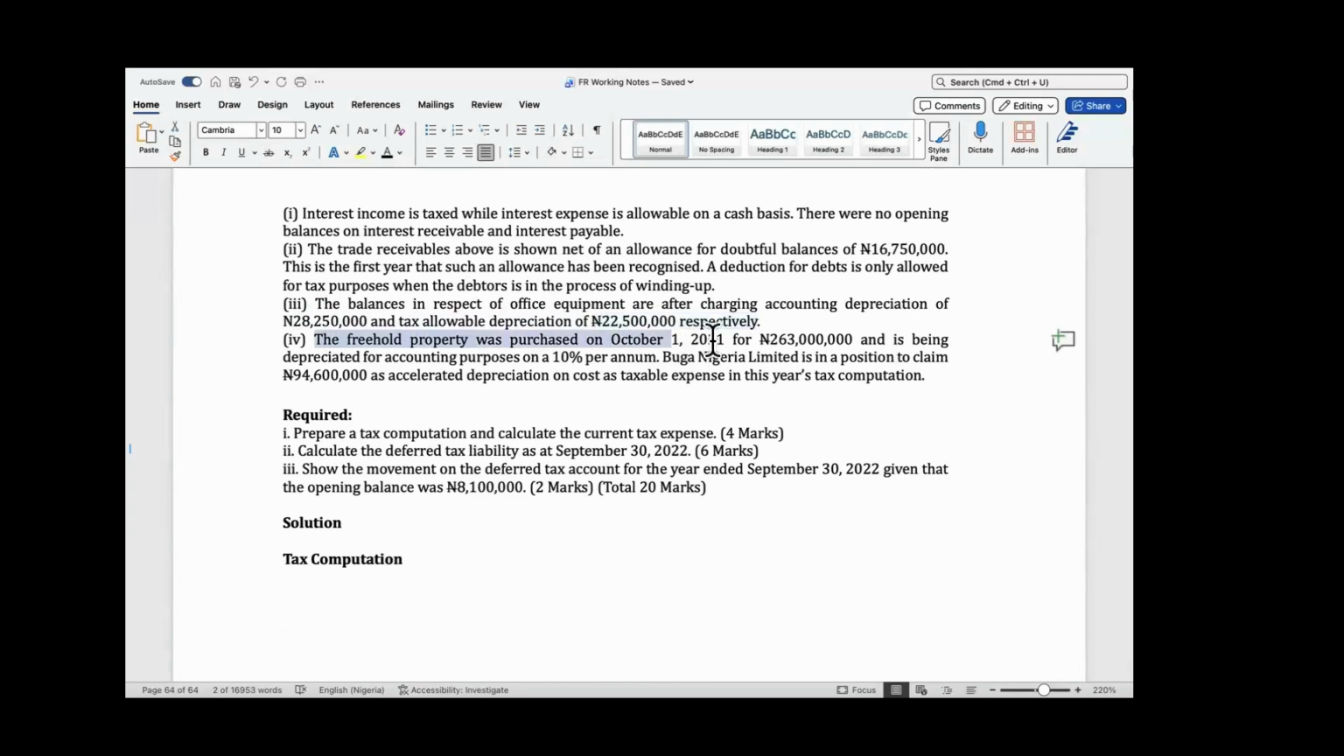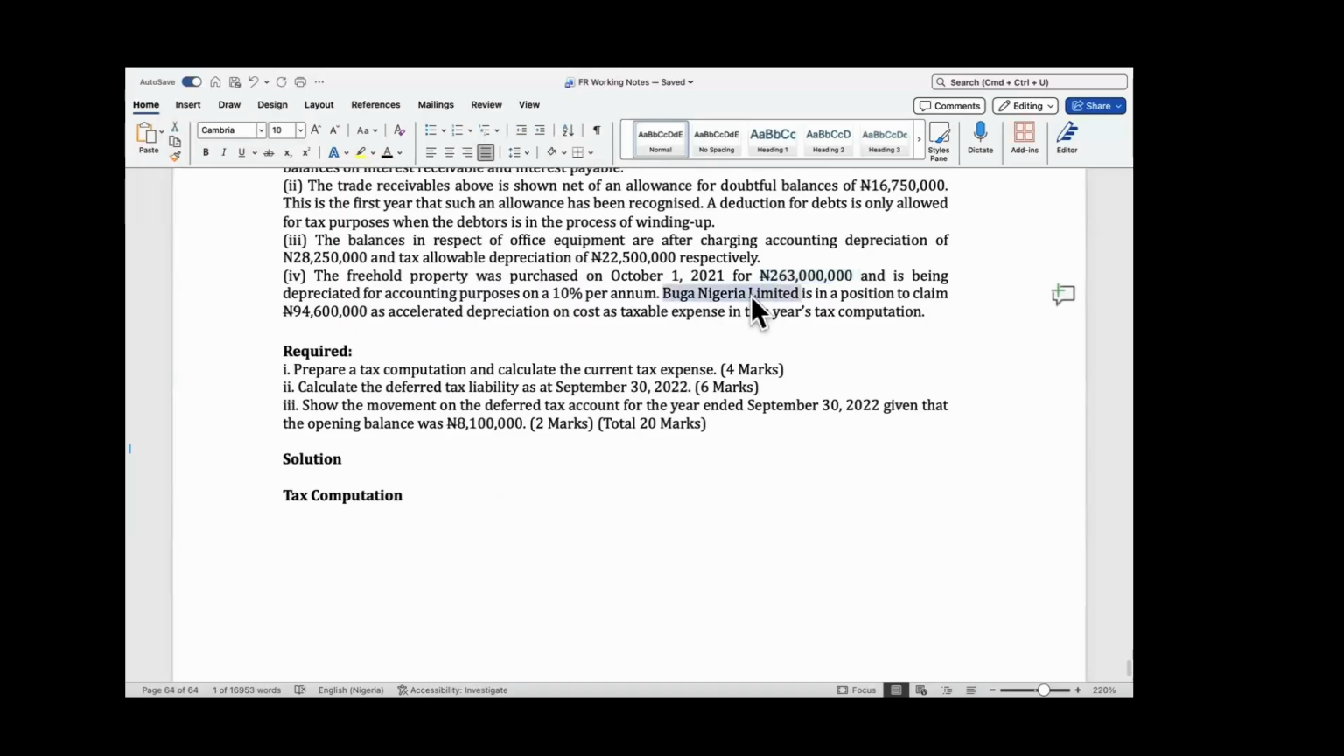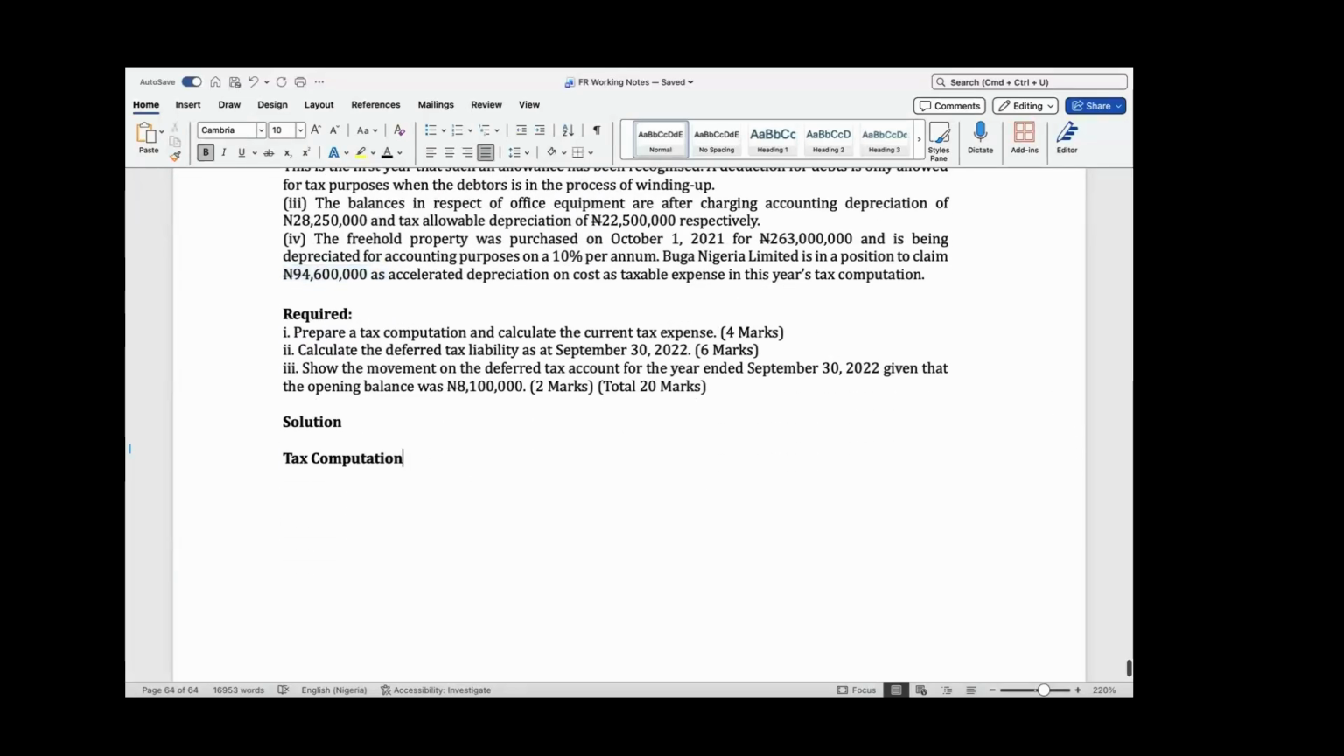The freehold property was purchased on October 1st, 2021, which is the beginning of the year, and is being depreciated for accounting purposes at 10% per annum. So this 10% per annum, if you calculate it on this, should be disallowed for tax purposes. Buga Nigeria Limited is in a position to claim 94.6 million as accelerated depreciation on cost as a taxable expense. This is the capital allowance that would be allowed as a deduction. And that is it. It's not difficult, but it's a lot of details to note.